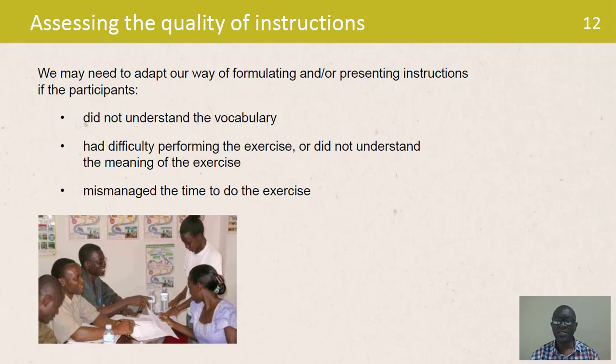If they have had difficulties in carrying out the exercise, or if they have not grasped the meaning of the exercise, we should highlight the link between the exercise and the theoretical content when presenting the instructions. If participants didn't manage the time to complete the exercise well, such as they ran out of time, we need to draw their attention to the timing of the task, or even re-evaluate the time allocated to complete the task.